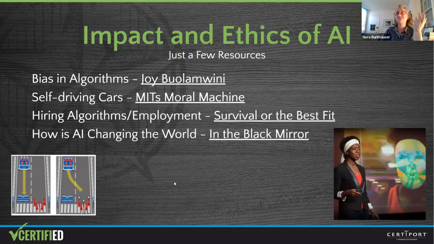MIT has a Moral Machine that has the kids go through and decide, okay, if you're driving a car and you either have to crash here or crash into these people, which would you do? And how do you want your car to make that decision? And there's the impact on employment and hiring algorithms. There's a really cool tool, Survival of the Best Fit, that you can go through. And a website I found that kind of speaks to the teenager, called In the Black Mirror, with conversations about the changes that are coming because of AI.